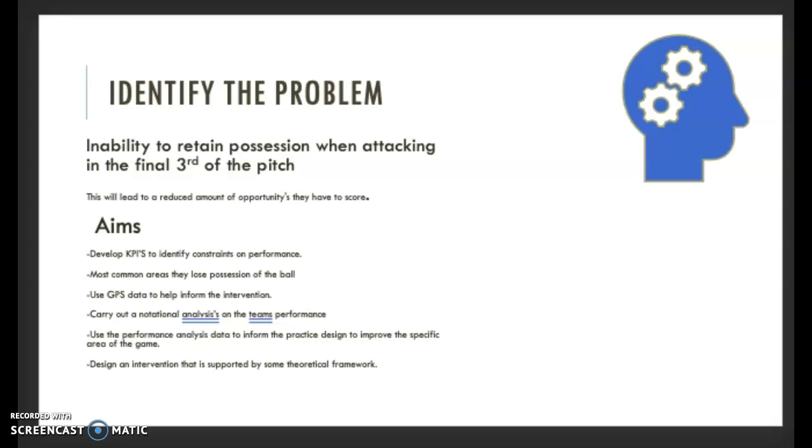So I'll be carrying out a notation analysis on the team's performance, focusing on the final third of the pitch. I came up with some aims for it. The aims were to develop KPIs to identify constraints on the performance, the most common area of loss of possession of the ball, so what section of the pitch, use GPS data to help inform the intervention, carry out a notation analysis on the team's performance, use performance analysis data to inform the practice design and to improve specific areas of the game, and finally design an intervention that is supported by a theoretical framework.